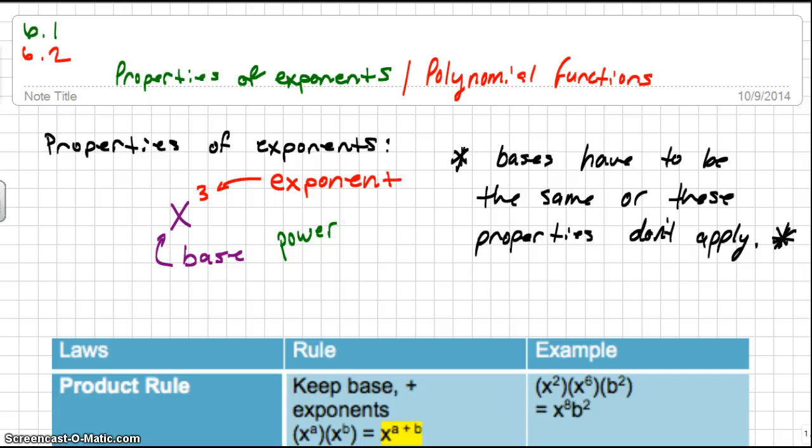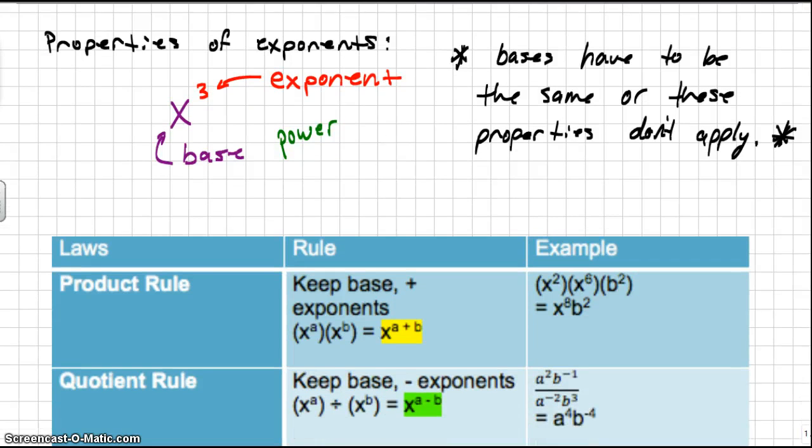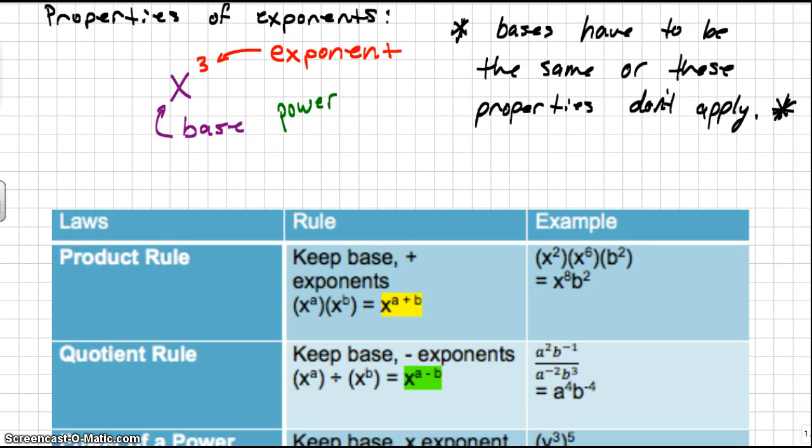So if we scroll down, we can see our different rules. Starting off, we have the product rule. And the product rule just says if you have two powers multiplied together with the same base, I don't have my little asterisk up here, so let me throw it on here. This rule applies to the product and the quotient rule. If you look up top here, I have a little asterisk. These have to have the same base in order for these properties to apply.